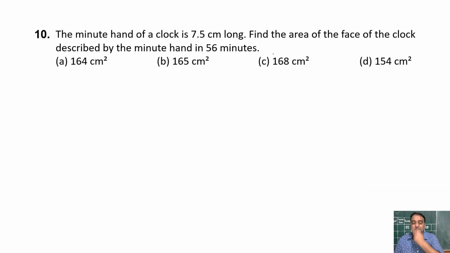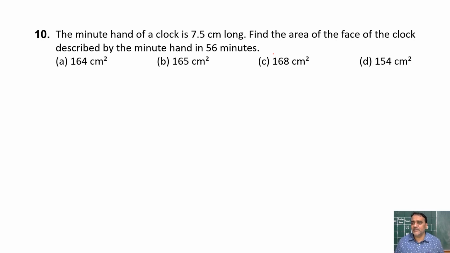The minute hand of a clock is 7.5 centimeter long. Find the area of the face of the clock described by the minute hand in 56 minutes. So look, area swept by minute hand and this are the same question, but here there is a little confusion created by the wording: find the area of the face of the clock described by minute hand. It means the same thing, area swept by minute hand in 56 minutes, right?